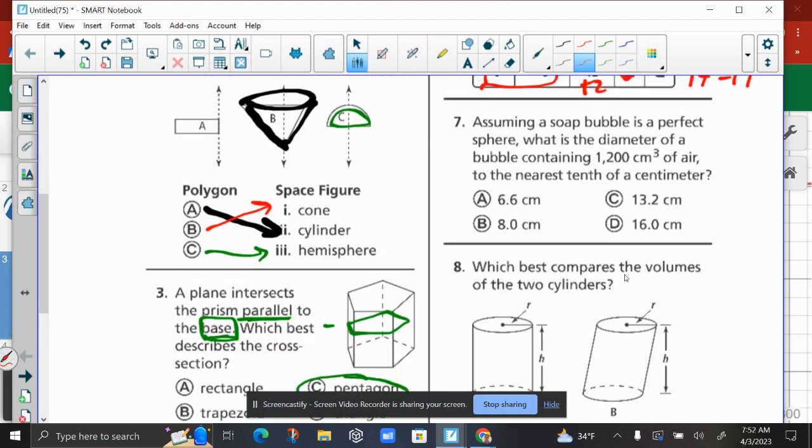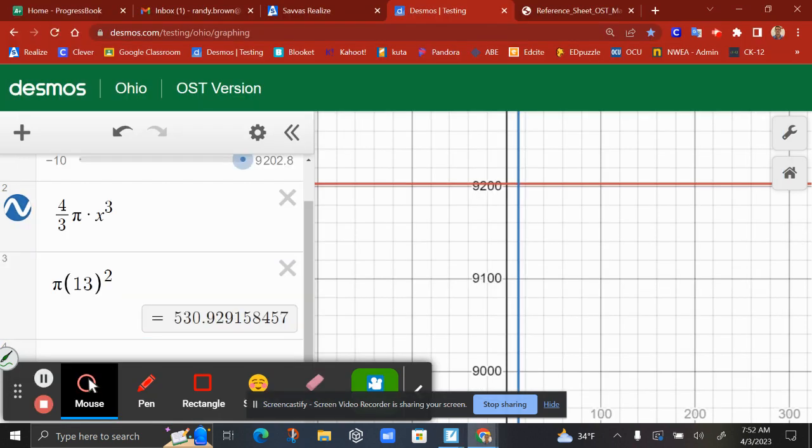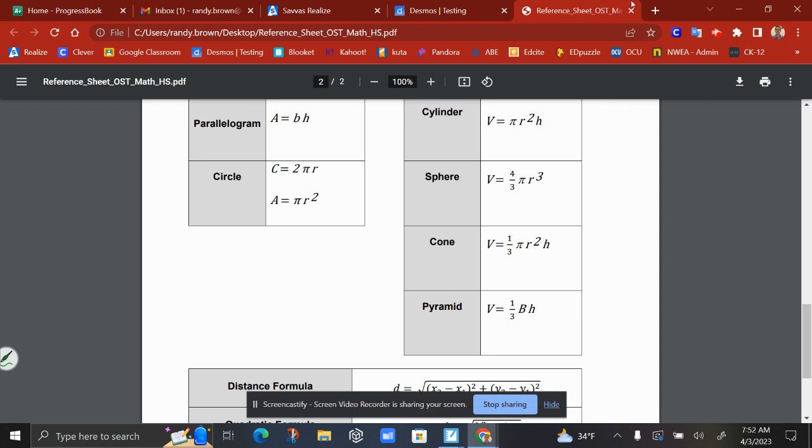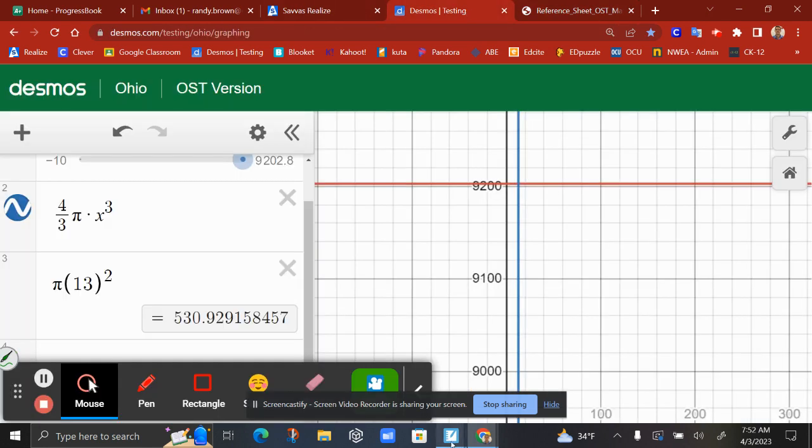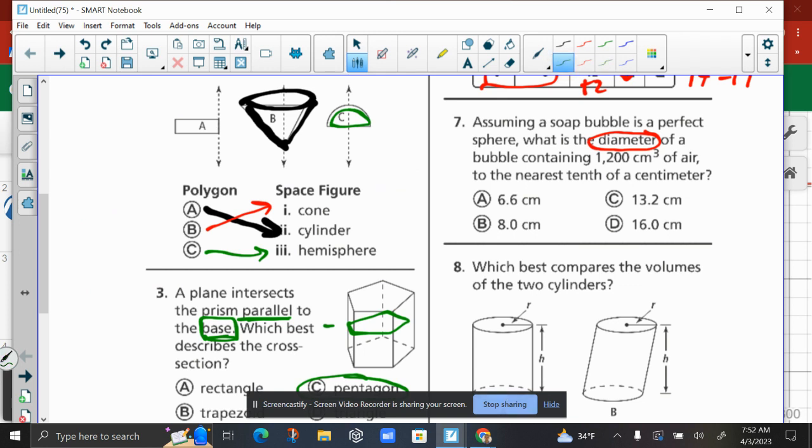Assuming the soap bubble is a perfect sphere, what is the diameter of the bubble containing 1,200 centimeters cubed of air to the nearest tenth of a centimeter? So make sure when you do this, circle these, write this down, do whatever you need to do. Well, we need diameter. So don't get tricked and put the radius. We've used this formula a ton of times, but I just want to make sure. There is our sphere formula. V equals 4/3 pi r cubed.